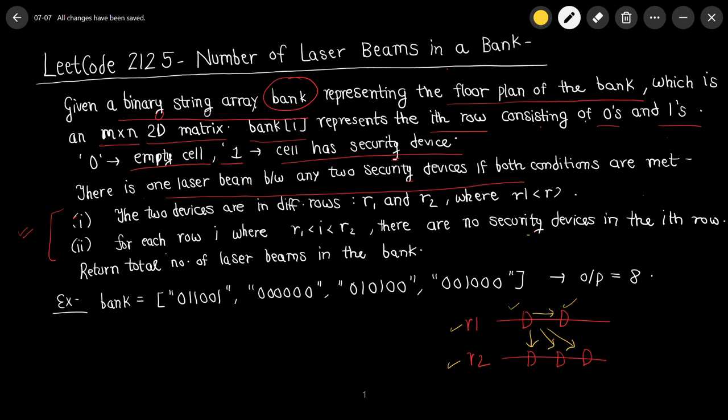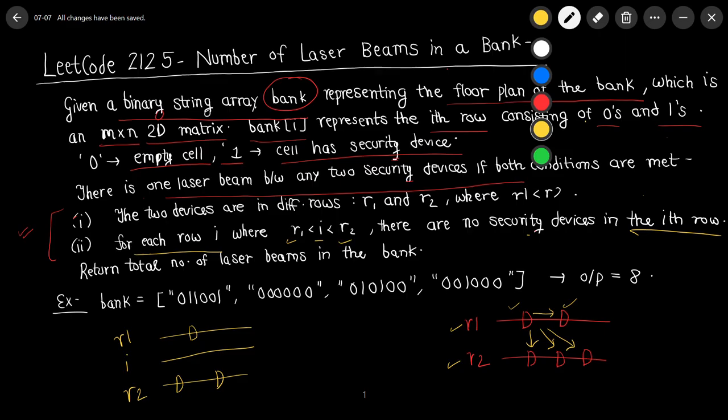The second condition says that for each row i which is between R1 and R2, there are no security devices in the ith row. This means that suppose we had R1 and R2, and in the middle we have an ith row. And suppose we are told that there are beams between R1 and R2, that is, from this D to this D and this D to this D. This is only possible if the middle row has no devices in between.